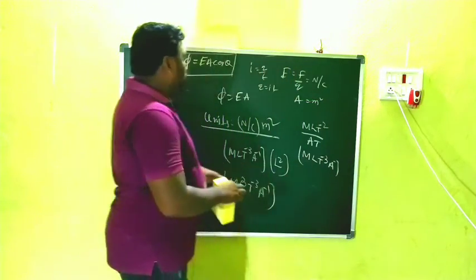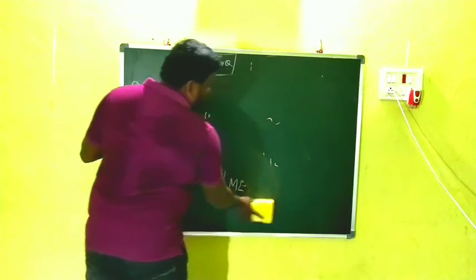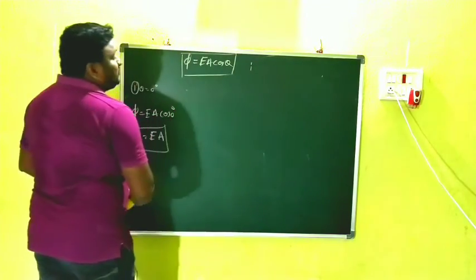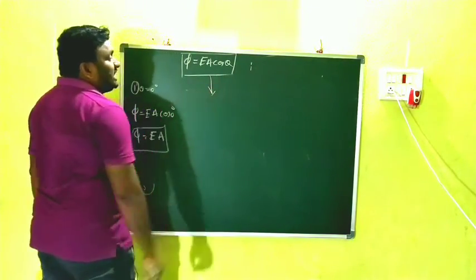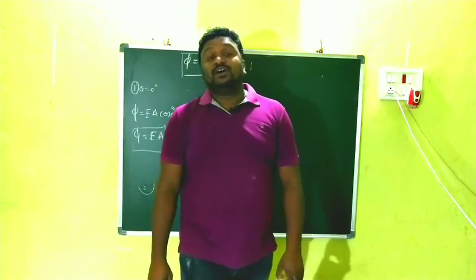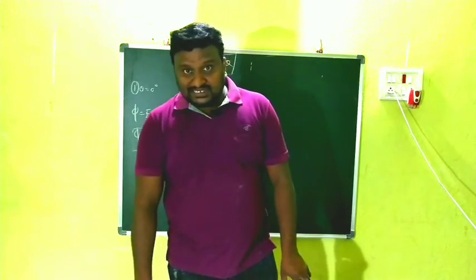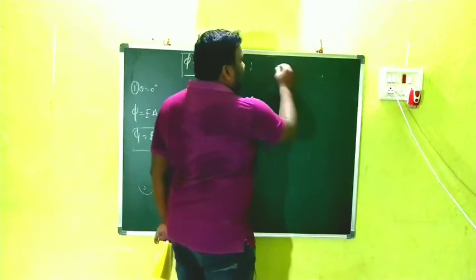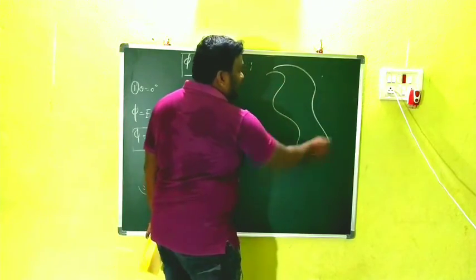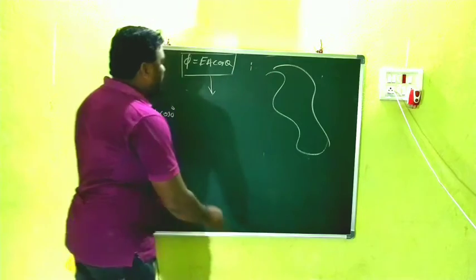And now we have one special thing. Here we are using the formula phi is equal to E A cos theta. When can we use that one? For a uniform electric field, and it should belong to one plane surface. If you take an arbitrary surface or a non-uniform electric field, then we go for something else.